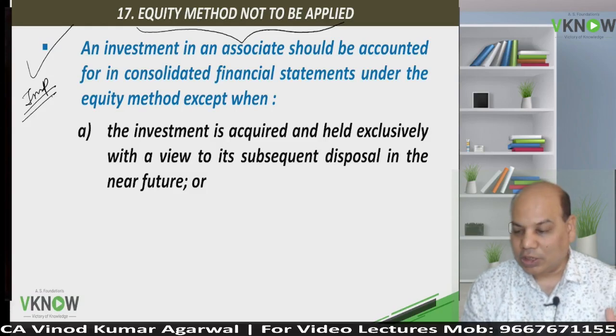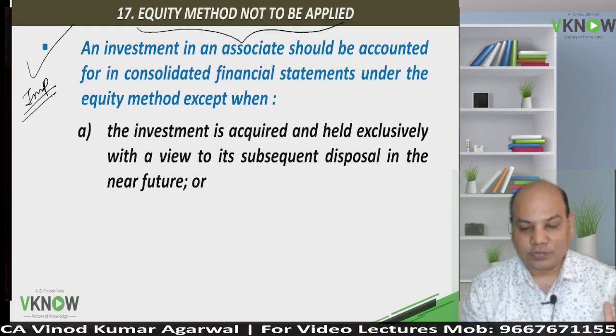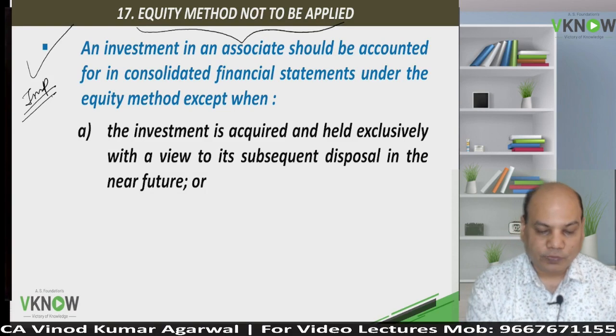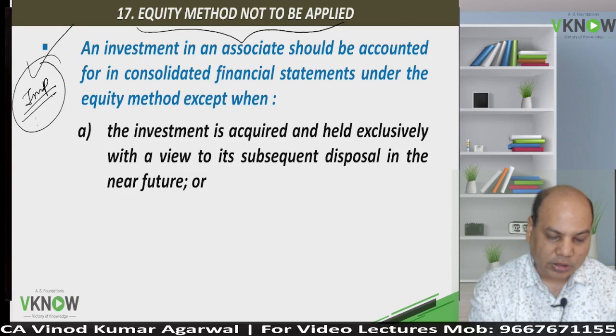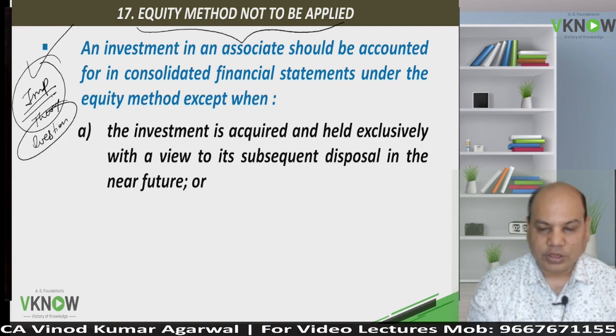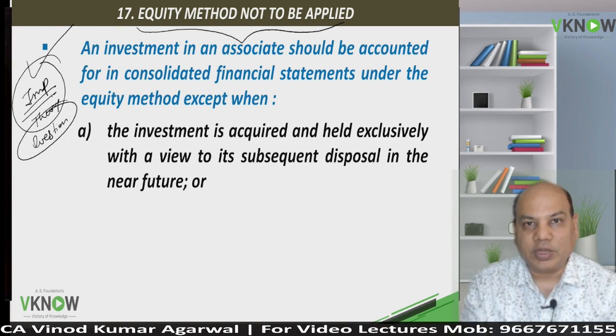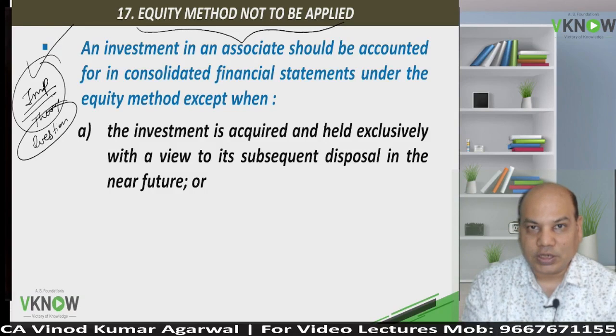Whatever we learned till now, till previous paragraph, was equity method. So for theory question, keep this in mind. Write down there, important theory question. When will AS 23 or equity method not be applied even though there is an investor and associate relationship?